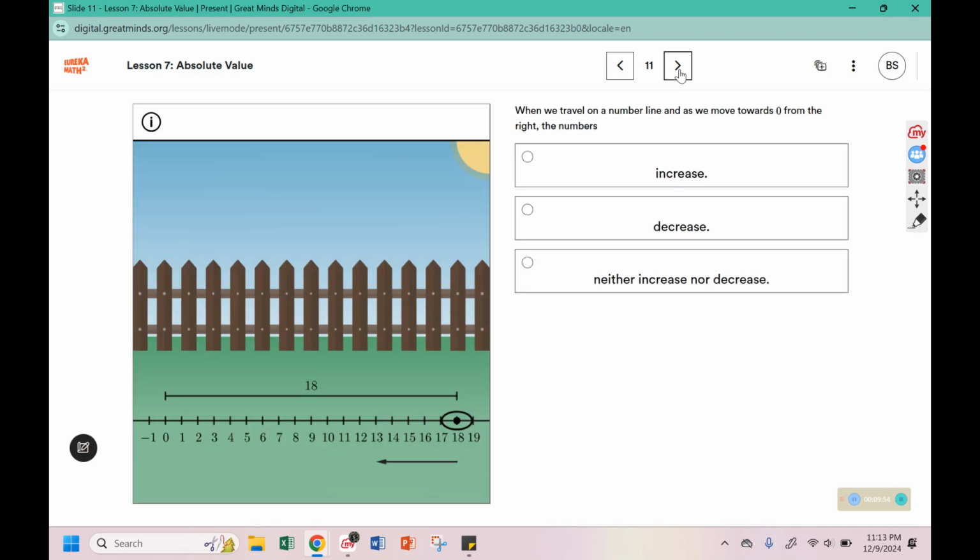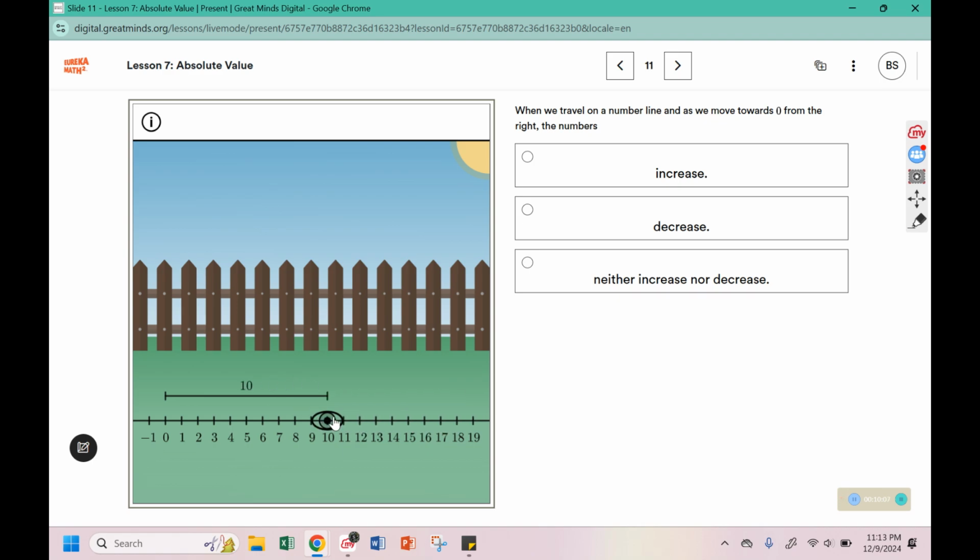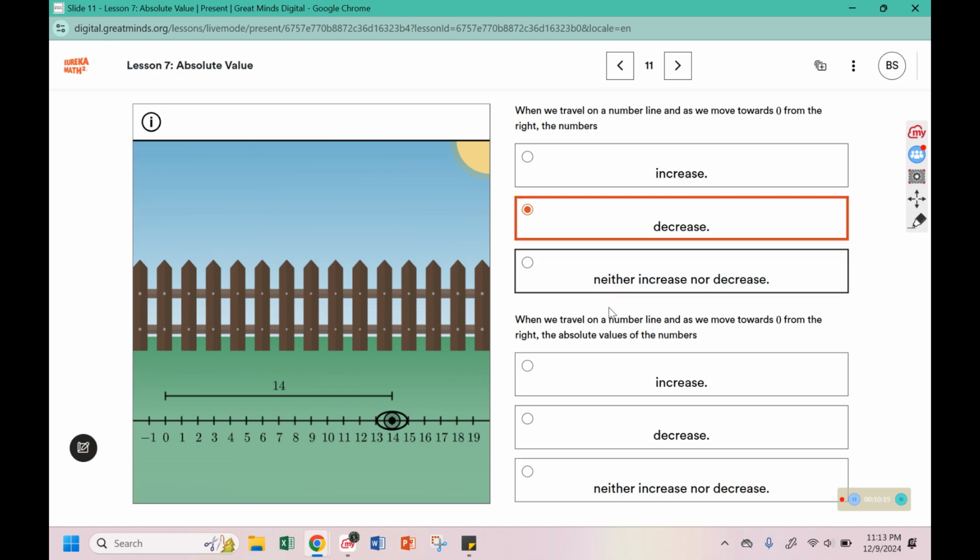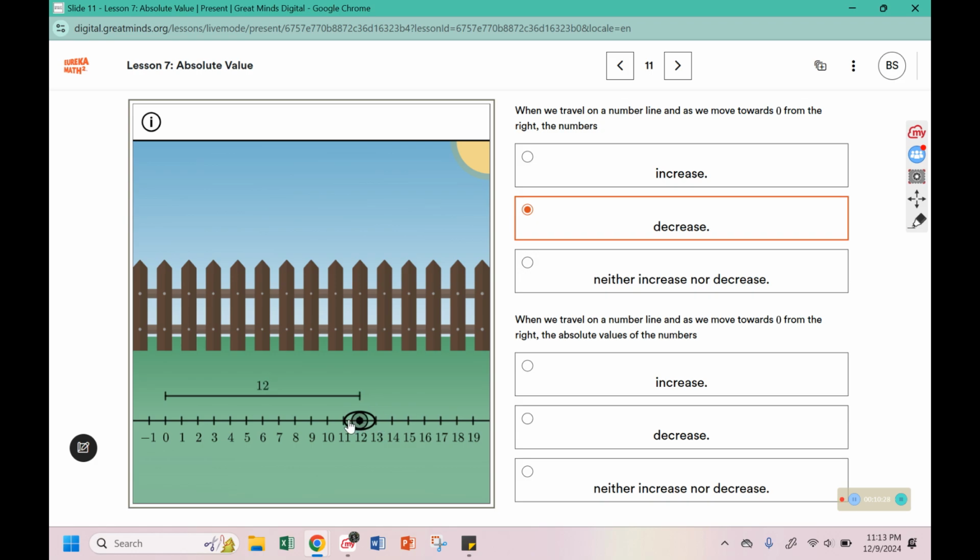When we travel on a number line, and as we move towards 0 from the right, so as we move this way from the right, these numbers are decreasing. You can see it goes 18, 17, 16, 15, 14. They are decreasing. When we travel on a number line and as we move towards 0 from the right, the absolute value, so watch these numbers now, also decreases.